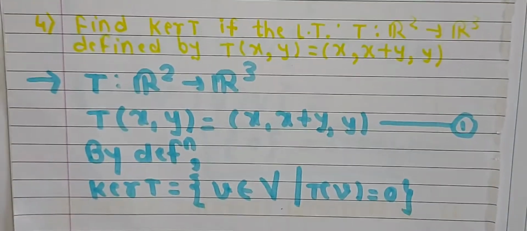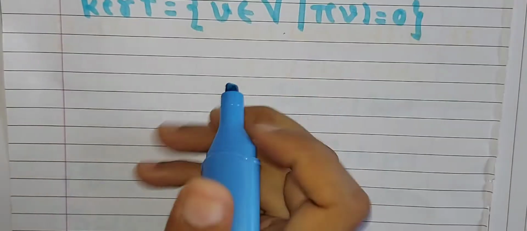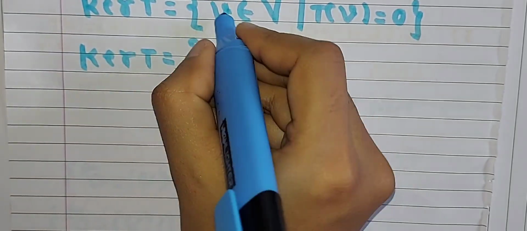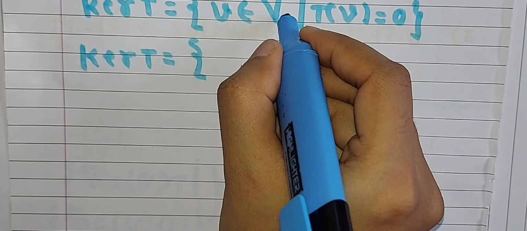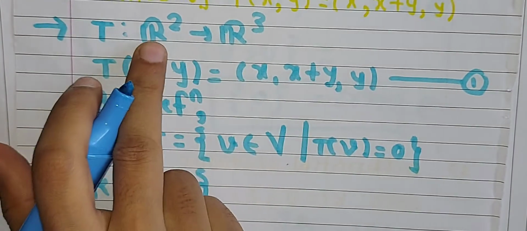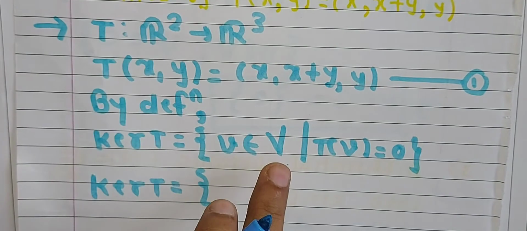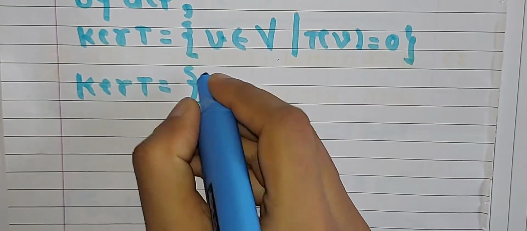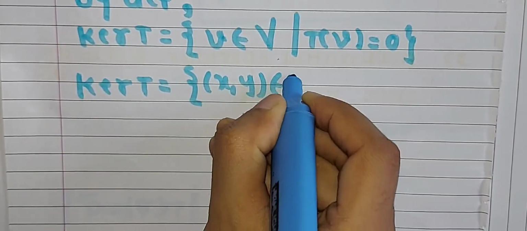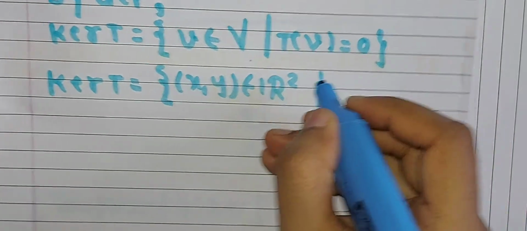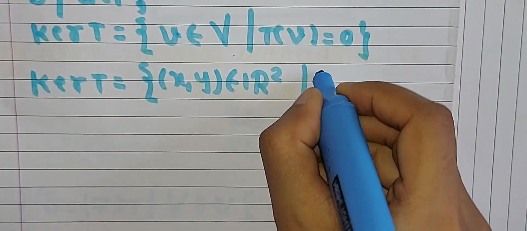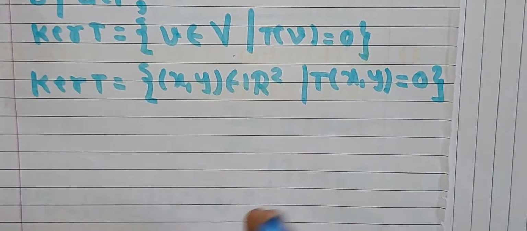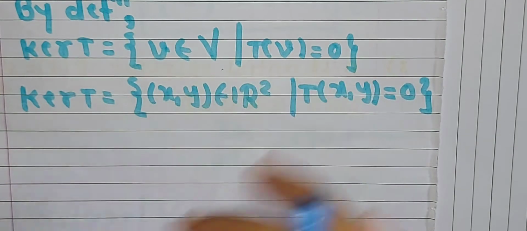Now in this question we will find this kernel of T. Whenever we take the kernel of T, this capital V is the domain. Observe that here V is equal to R squared, because R squared is our domain and contains elements of this type. Therefore, in place of this we can write (x, y) belongs to R squared, such that T of (x, y) is equal to 0. This is our given condition and is possible with the help of our definition.